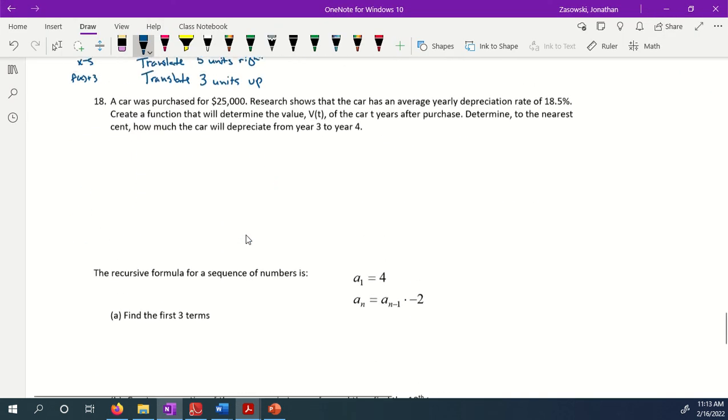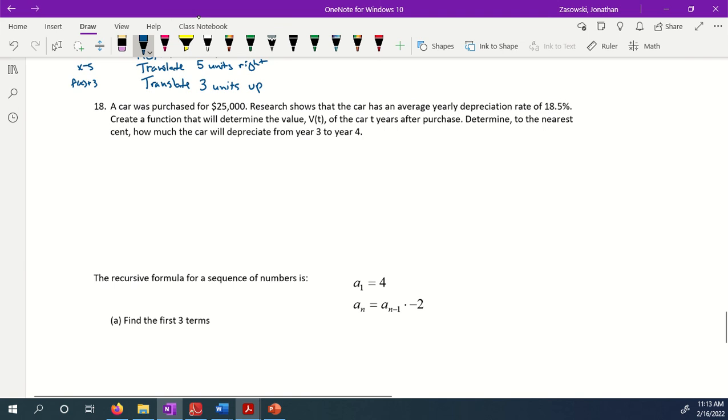All right. Number 18, the car was purchased for $25,000. It depreciates at a rate of 18.5%. Remember, that's 0.185 as a decimal. All right. This 25,000 is our A, our initial value here. And we want to make a function v of t for the car purchased after t years. Okay, so we know our function is supposed to be y equals ab to the x, but they're telling us to use v of t and t instead.